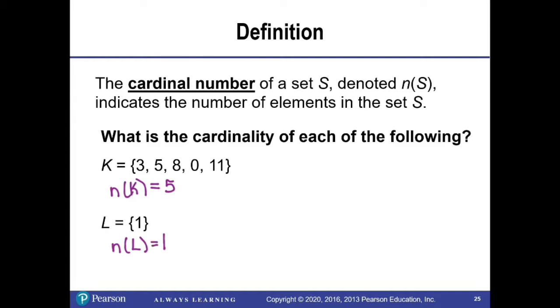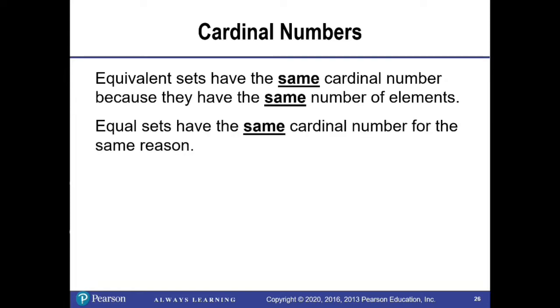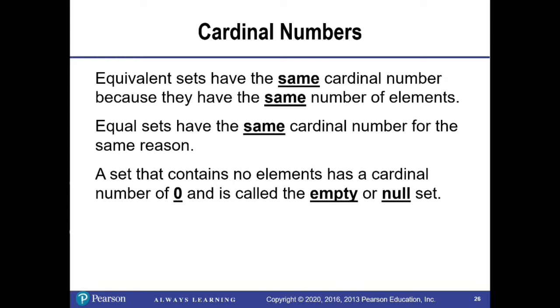We talked in the last video about equivalent sets. Equivalent sets have the same cardinal number because they have the same number of elements, if you remember from our definition. Equal sets have the same cardinal number for the same reason. They are exactly the same, and so they have the same number of elements, which means they have the same cardinal number. It is also possible for a set to have no elements. Its cardinal number would be 0, and it is called the empty or the null set.